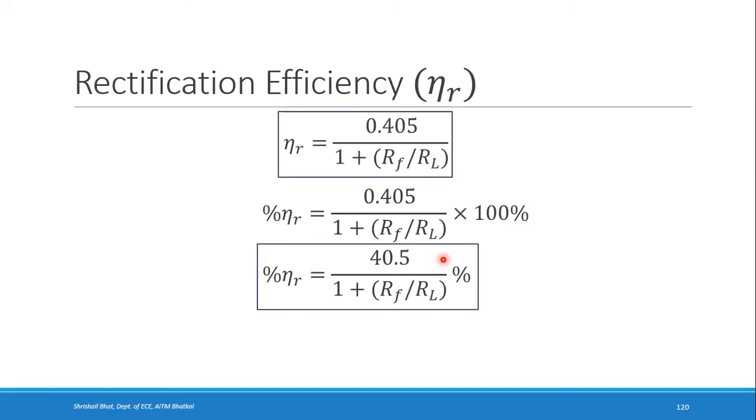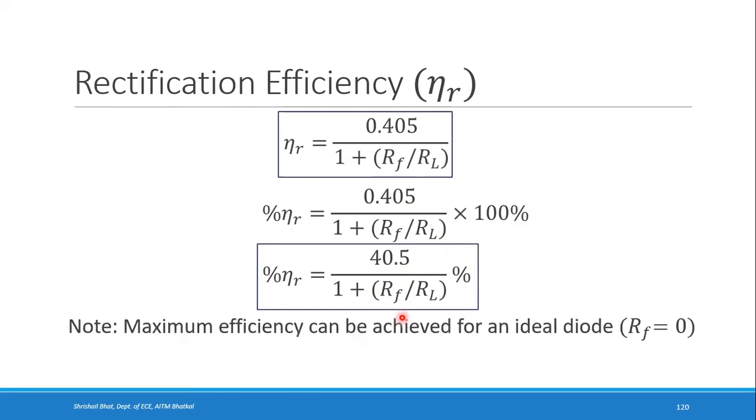So what do we mean? Only 40.5 percent of the input is coming at the output. It will be clearer when you take an ideal diode. In case of an ideal diode, we say the maximum efficiency is obtained because RF will be equal to 0. If RF is 0, the denominator will become 1, so what remains is only 40.5 percent. If RF is 0, it is the maximum efficiency that is obtained. It is just 40.5 percent. So what happens to the remaining 59.5 percent? It is wasted in the circuit, right?